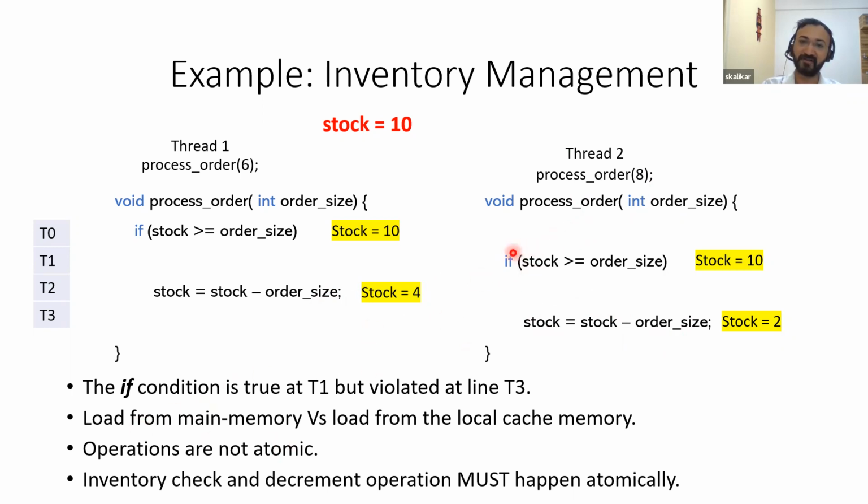As I said, this if condition and stock updation, collectively, is not happening as one operation, because at this time it is checked and at that time it has updated. So logically it should be happening either both or none. And as I said, a check and decrement must happen in an atomic way, right?